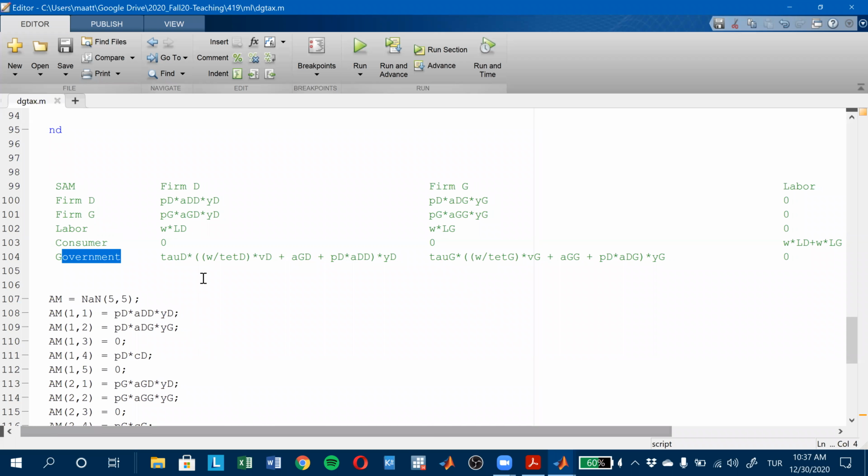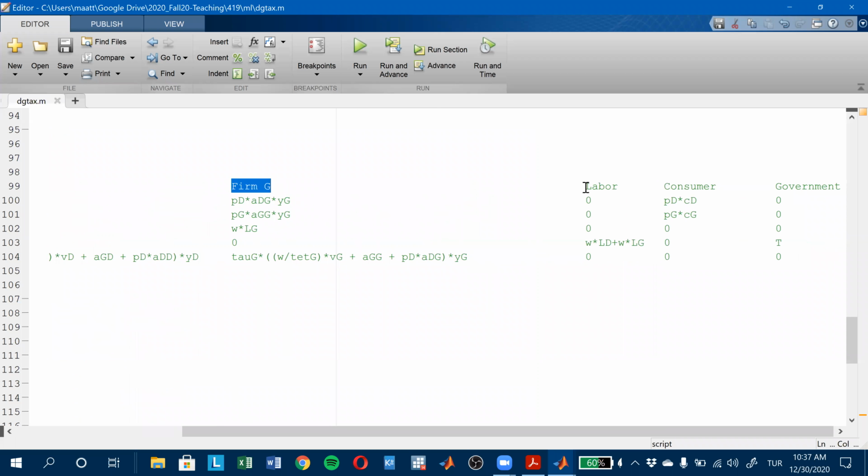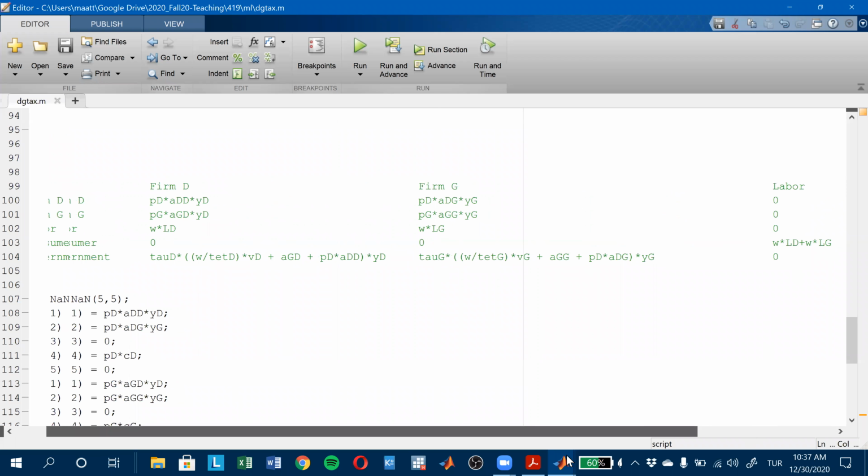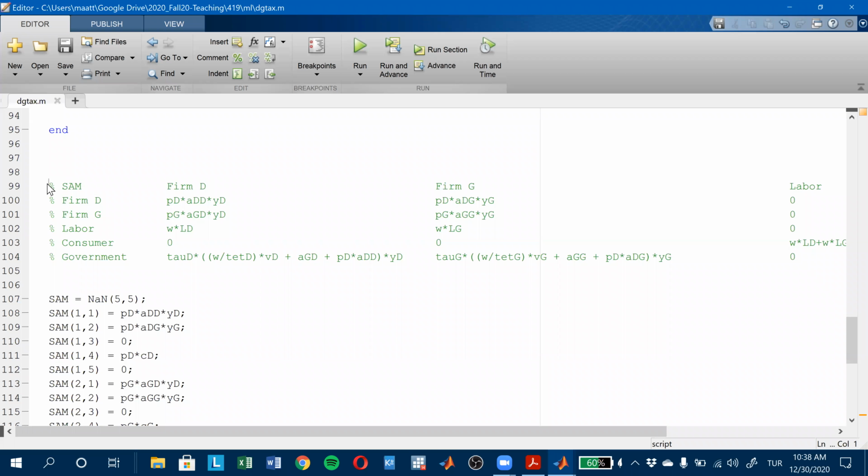So the first column is firm D. The second column is firm G, right? The third column is labor. The fourth column is consumer. And the last column is government. So this thing that you see in green is the theoretical SAM, the social accounting matrix, in the model. It is the SAM model. All right.